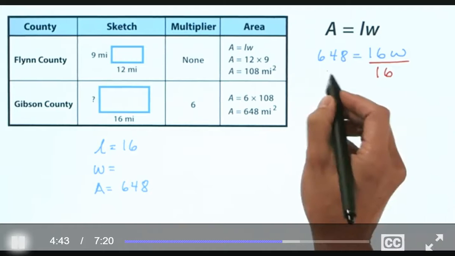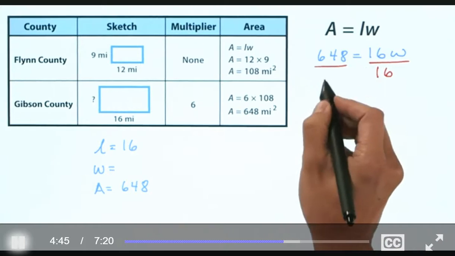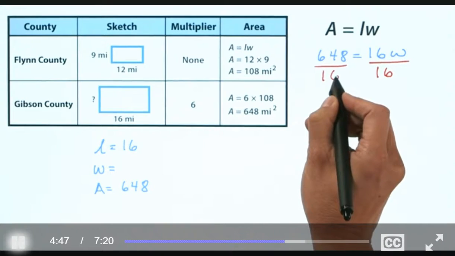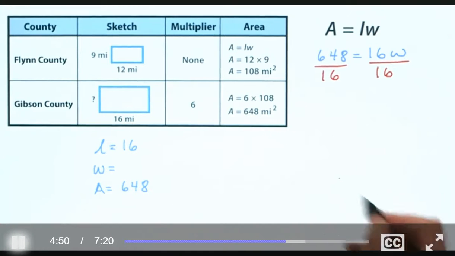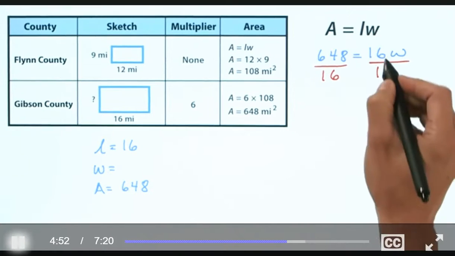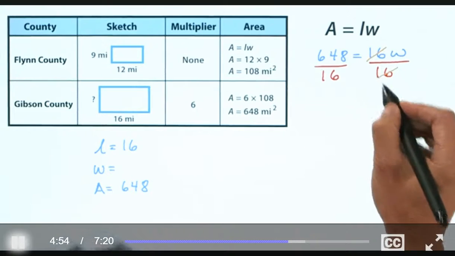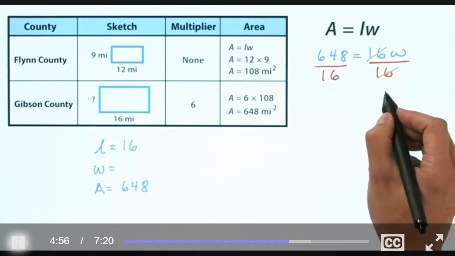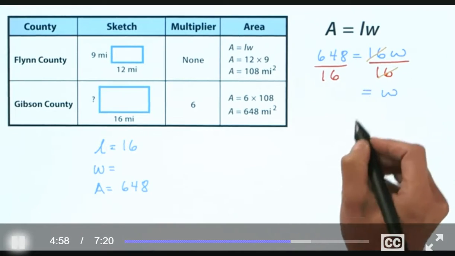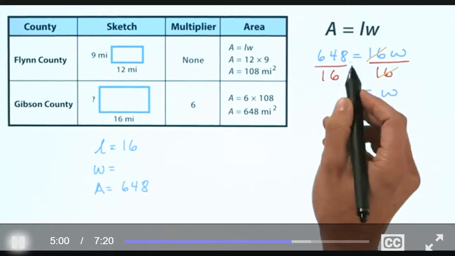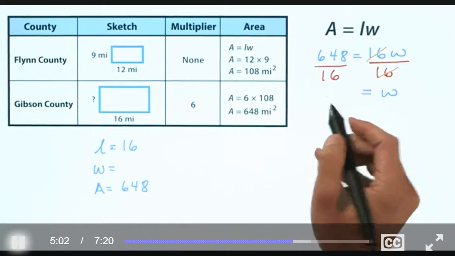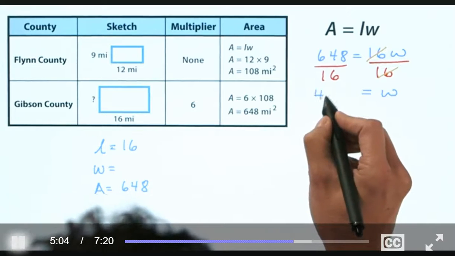So if I want to undo the multiplication of 16, I would just divide by 16. Well, that's all well and good, but if I'm going to keep this equation fair and balanced, I better, in fact, divide by 16 on the left as well. Now, on the right-hand side, I can simplify those 16s, and so I'm just left with W on the right. And then on the left, what am I left with? Well, 648 divided by 16, which is 40 and a half.